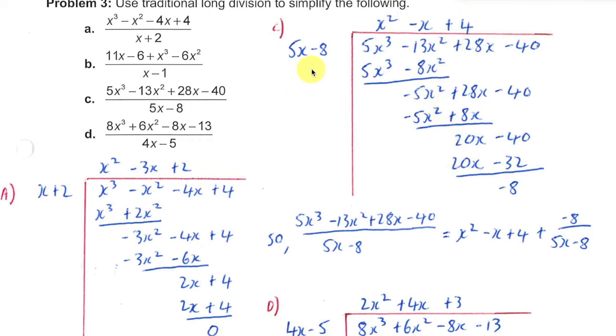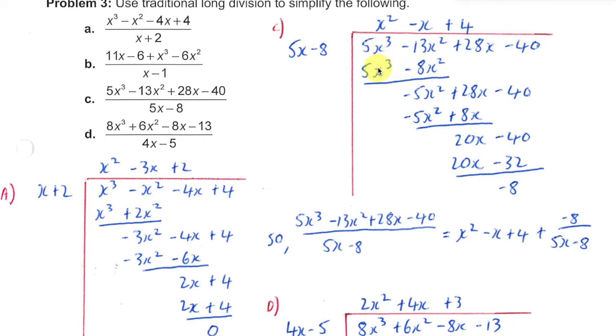So, I've got 5x cubed. Here I have 5x. What do I need to multiply 5x by to get 5x cubed? And the answer for that is x squared. So 5x times x squared is 5x cubed. I write that there. Negative 8 times x squared is negative 8x squared. That goes here. Put a line there. Now let's do the subtraction.